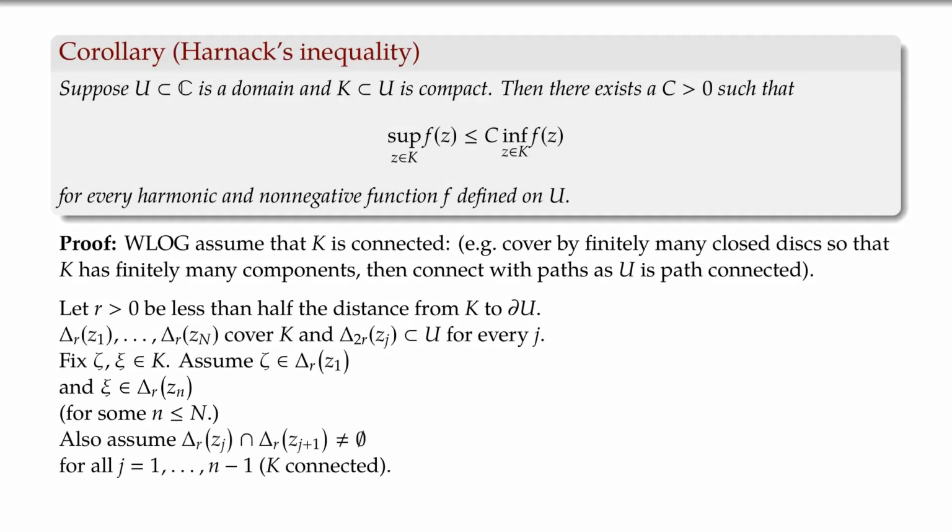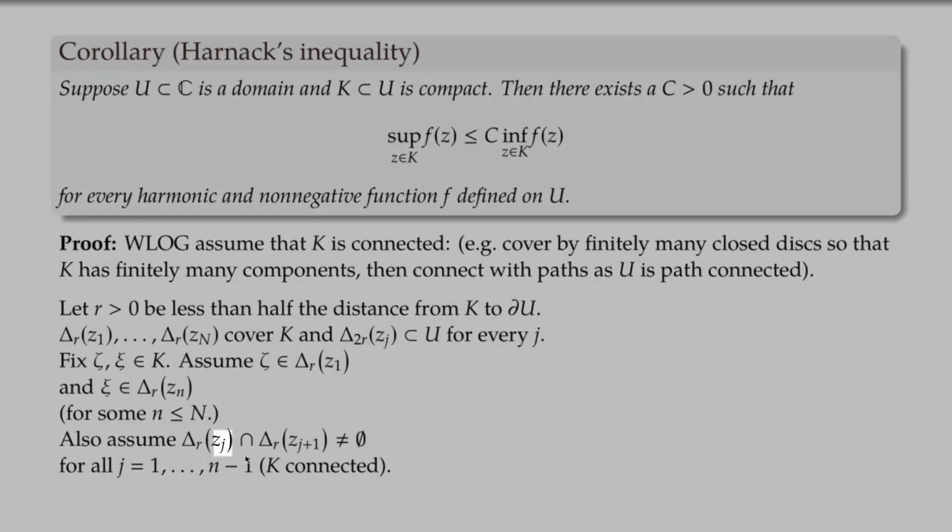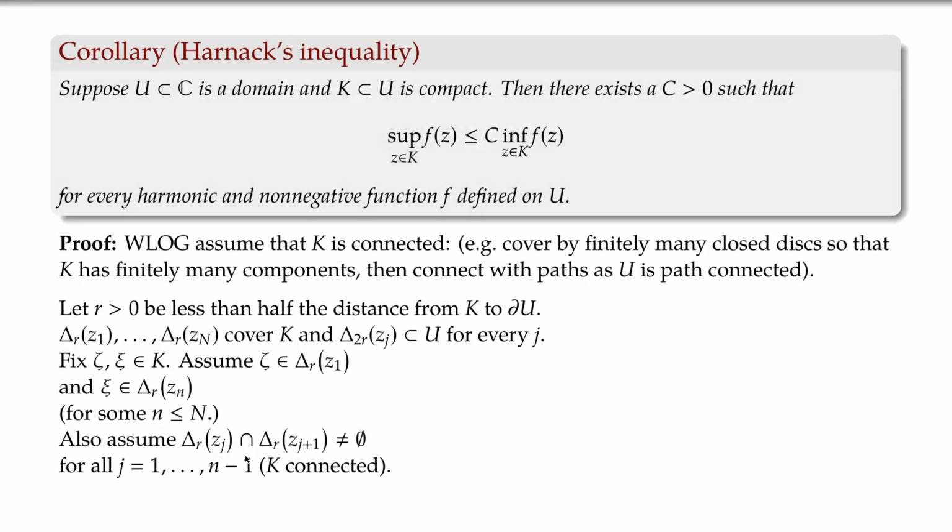And we could also assume, because k is connected, again by possibly reordering, relabeling these disks, relabeling these points, that the intersection between any two subsequent disks is non-empty, right? That we can sort of step through these guys.